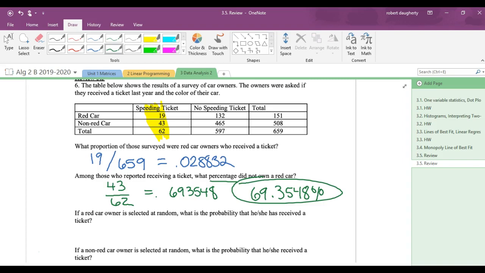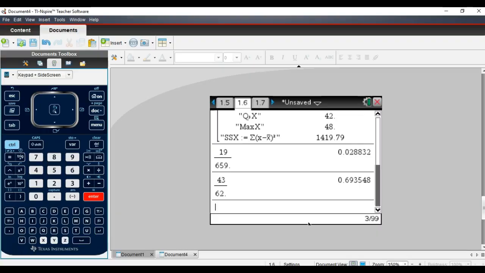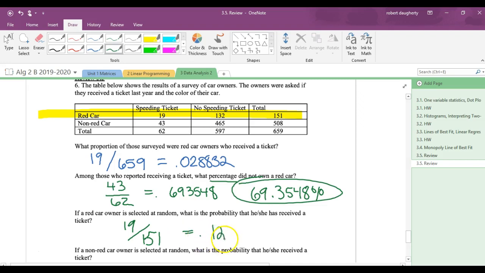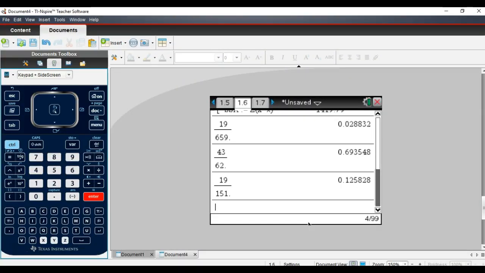If a red car owner is selected at random, okay, red car owners, here are my red car owners. If a red car owner is selected at random, what's the probability that he or she has received a ticket? So if they got a ticket, that's going to be 19 out of 151. Okay, so 19 divided by 151 is 0.125828. Is that right? 125828. Yep, that's it.